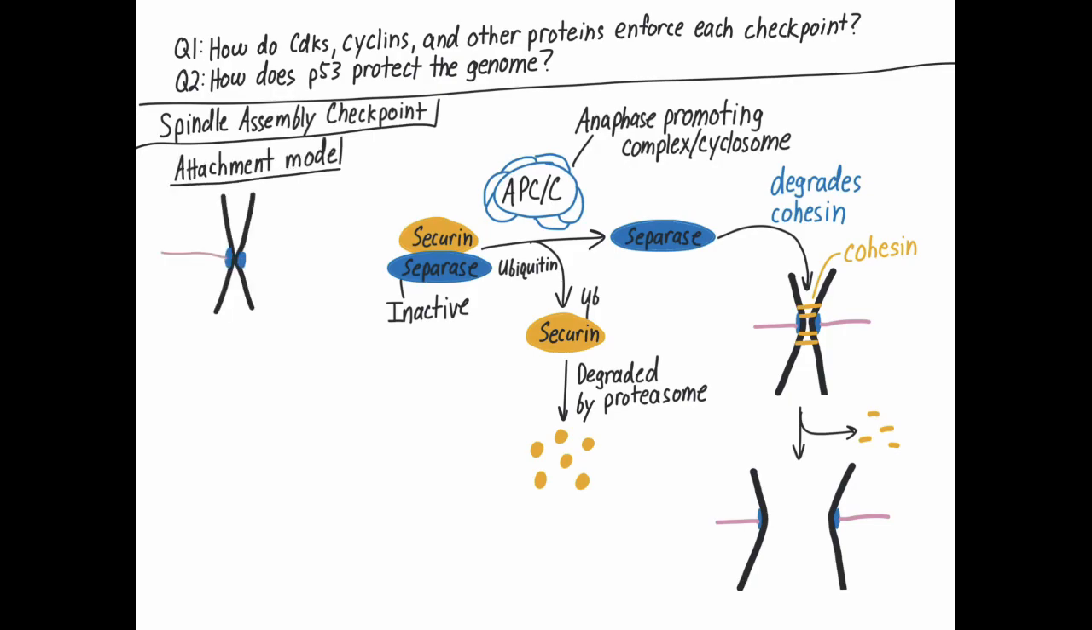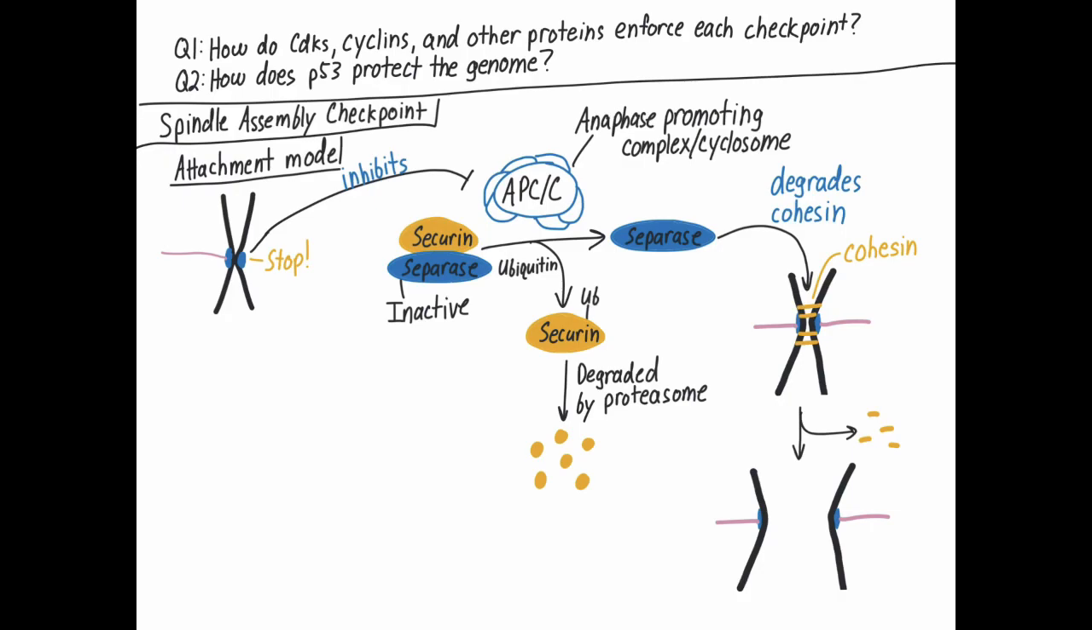Now, in the attachment model, a kinetochore that fails to attach to any spindle fiber sends out a stop signal, which inhibits the APCC and prevents the destruction of securin, keeping separase inactive and holding the cell in metaphase because the cohesin is keeping the chromatids together.